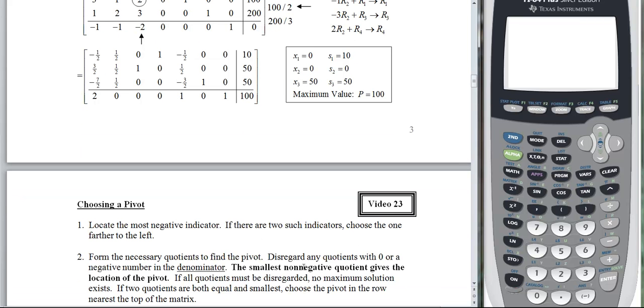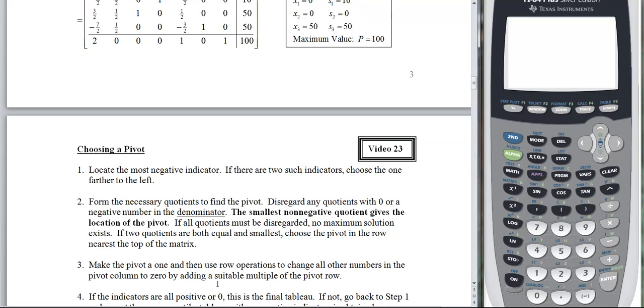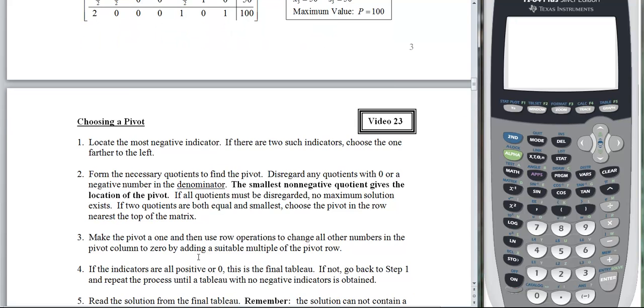Smallest non-negative quotient gives the location of the pivot. If all quotients must be disregarded, no maximum solution exists. If two quotients are both equal in smallest, choose the pivot in the row nearest the top of the matrix. It really doesn't matter. This just gives you a way to attack the problem. Make the pivot a 1 and then use row operations to change all of the numbers in the pivot column to 0 by adding a suitable multiple of the pivot row. That's our Gauss-Jordan procedure there.